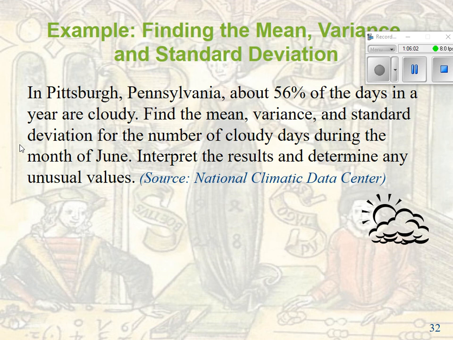In Pittsburgh, Pennsylvania, about 56% of the days in a year are cloudy. Find the mean, variance, and standard deviation for the number of cloudy days during the month of June. Interpret your results. What's our n this time? It's June, 30, is that right? 30. Yeah, 30.